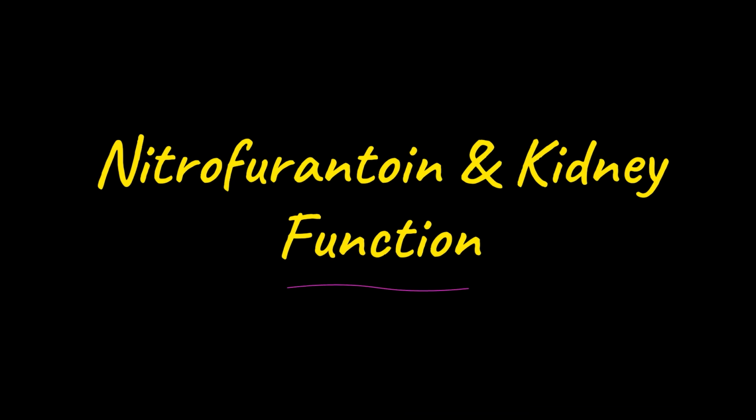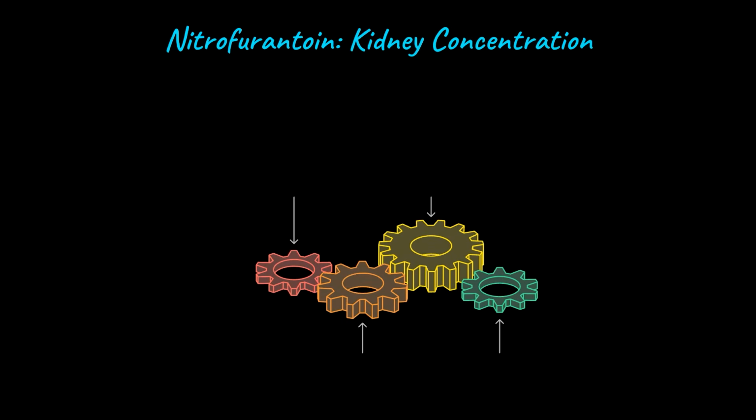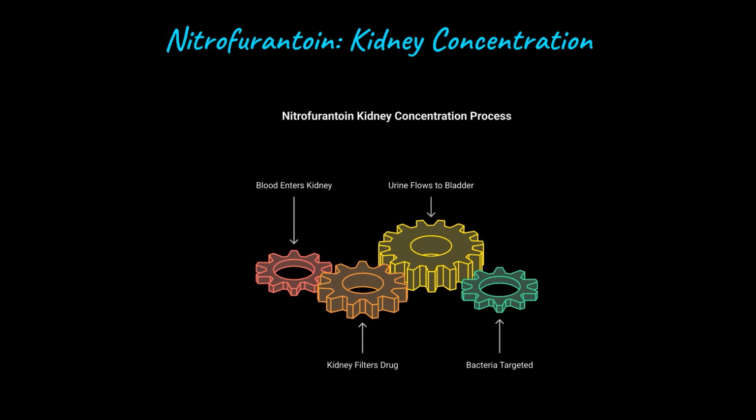Nitrofurantoin is a urinary antibiotic with a unique design. The kidneys concentrate it directly into the urine, making it highly effective against urinary tract infections while sparing the rest of the body. The kidney acts as a targeting mechanism. It pulls the drug from the bloodstream and concentrates it in the urine, building levels high enough to kill bacteria right where they live in the bladder.